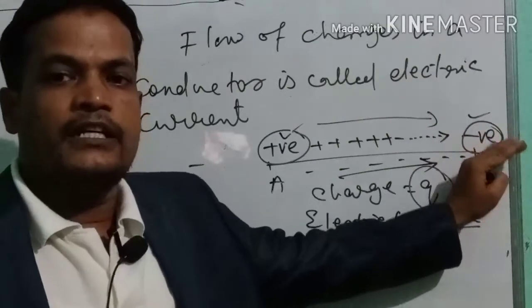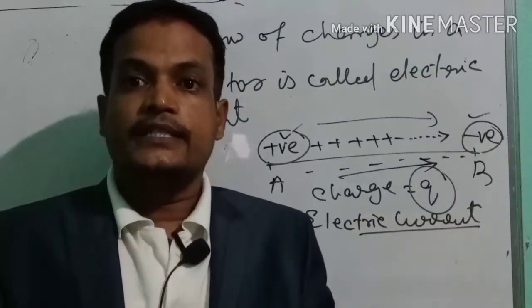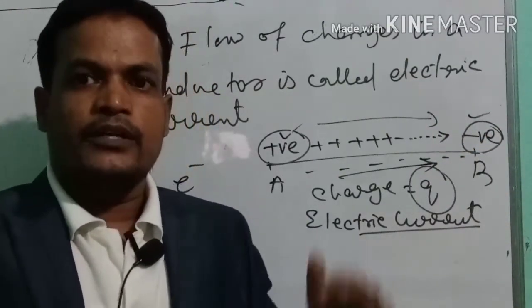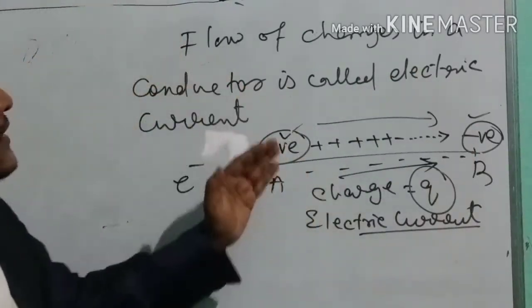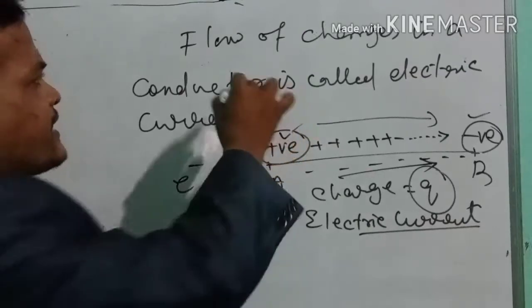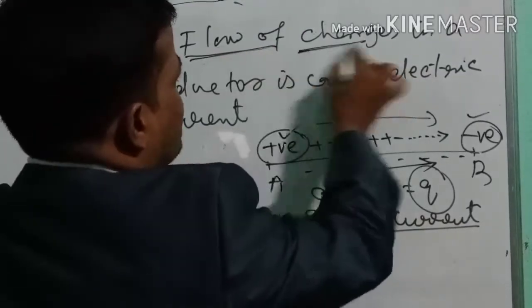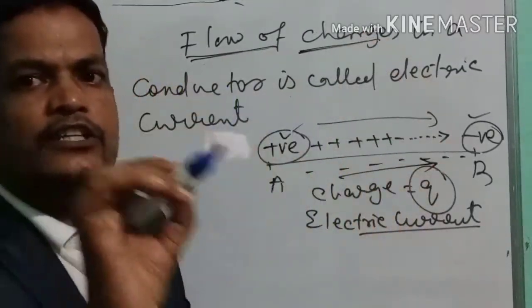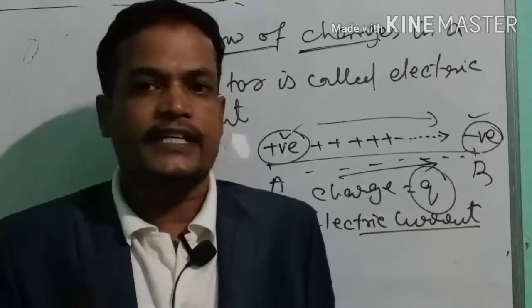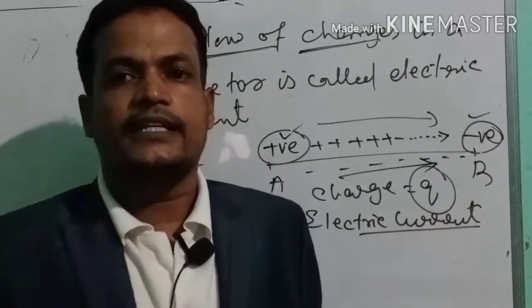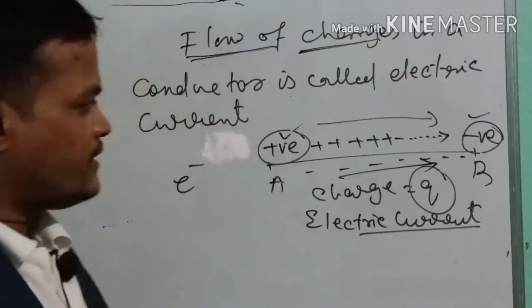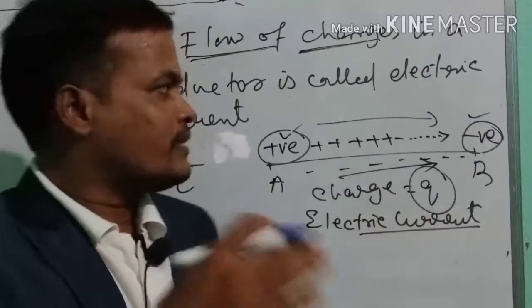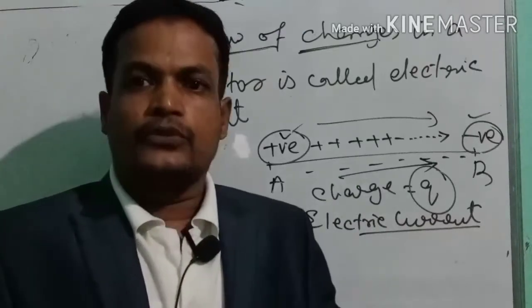If anyone asks you in which direction the electric current flows, it is from the positive terminal towards the negative terminal. Is it right? So what is electric current? If somebody asks what is electric current, electric current is nothing but the flow of electric charge. The flow of charges is called electric current. The flow of charges through a conductor is called electric current. So this is how the electric current flows through the conductor.